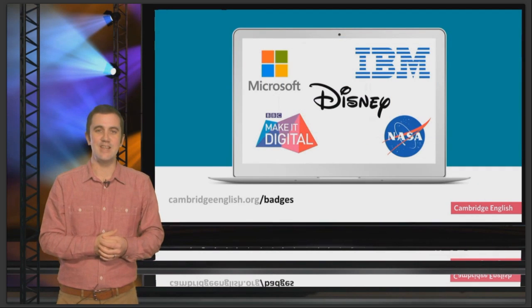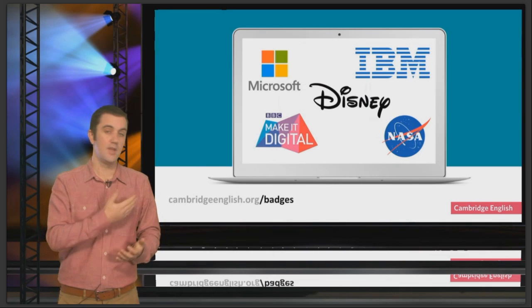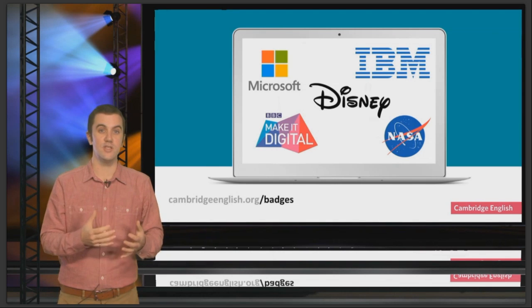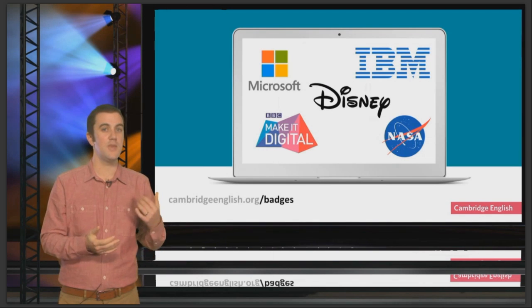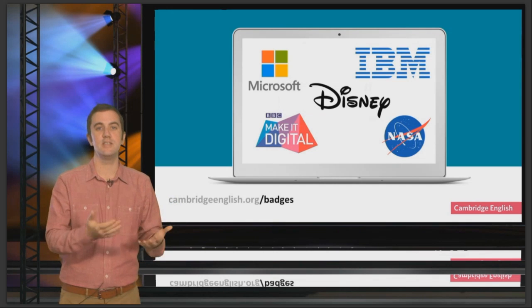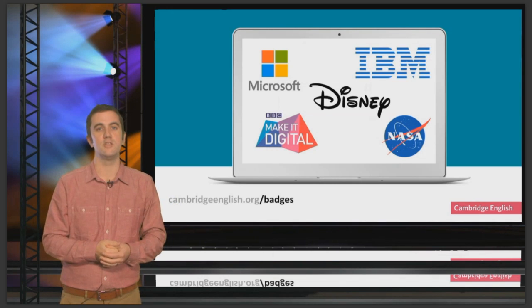So where's all this likely to lead us in the future? Well, there are some important institutions who are interested in digital badges. For example, a lot of educational institutions in the USA are adopting them already for some of their education programs. Microsoft, IBM, NASA, the BBC, Disney, all of them are working with open badges.